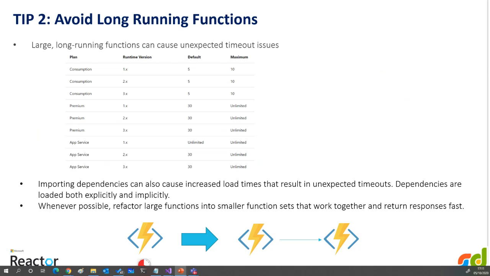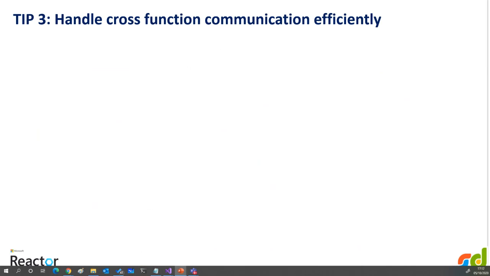Whenever possible, it's absolutely recommended to refactor a large function into a set of small functions that can work together and respond in a faster way, because a chain of small functions can help you reduce the entire timeout of your infrastructure. And normally, one of the best practices is that each function should have a single responsibility over a single part of your software. So don't create one big function that does it all.